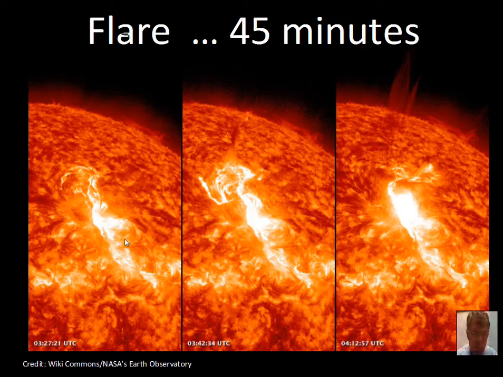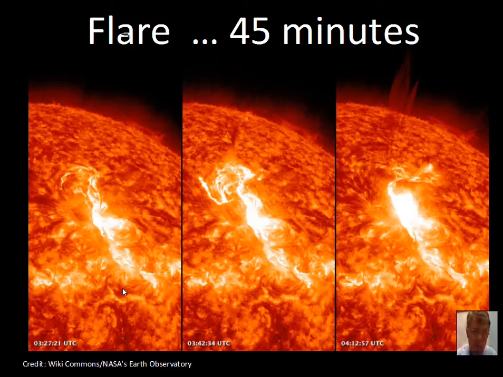Above a sunspot, we can sometimes see flares. And this is a sequence of 3 photographs. You can look at the timestamps down here. So 3:27, 3:42, 4:12, roughly 45 minutes from beginning the first frame to the last frame.